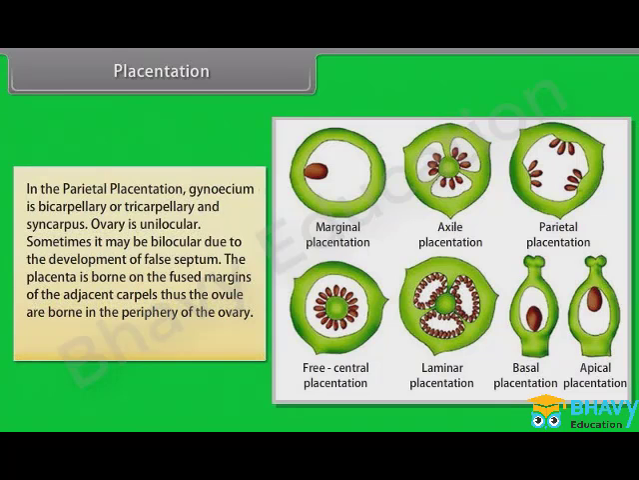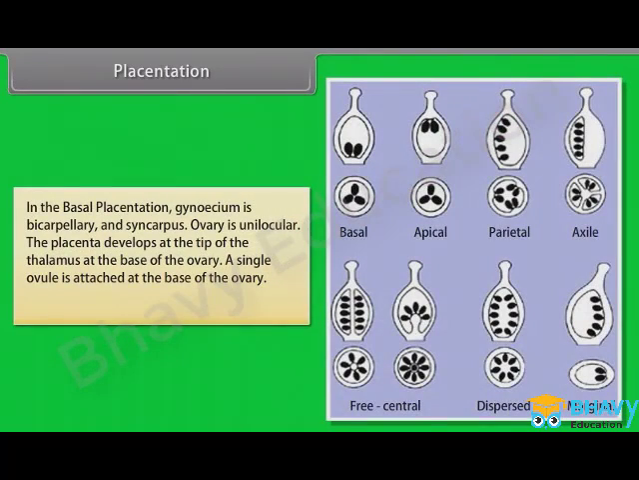Ovary is unilocular. Sometimes it may be bilocular due to the development of a false septum. The placenta is borne on the fused margins of the adjacent carpels. Thus, the ovules are borne in the periphery of the ovary. Example: Cruciferae. In the basal placentation, gynoecium is bicarpellary and syncarpous. Ovary is unilocular. The placenta develops at the tip of the thalamus at the base of the ovary.